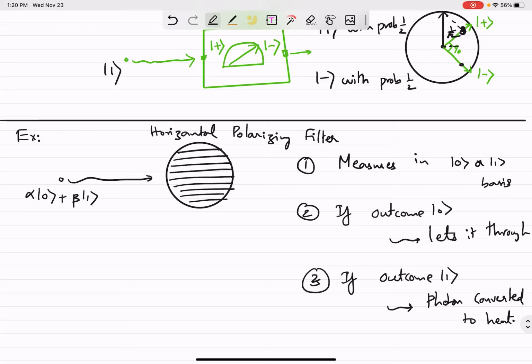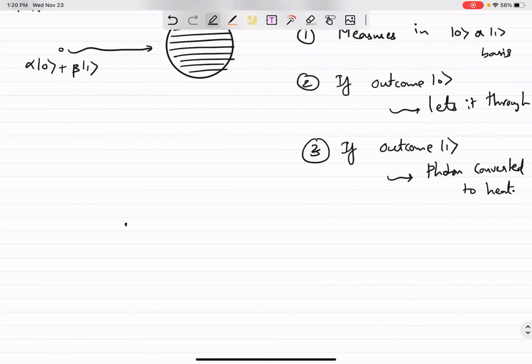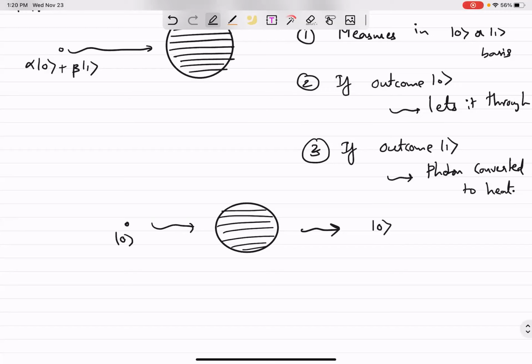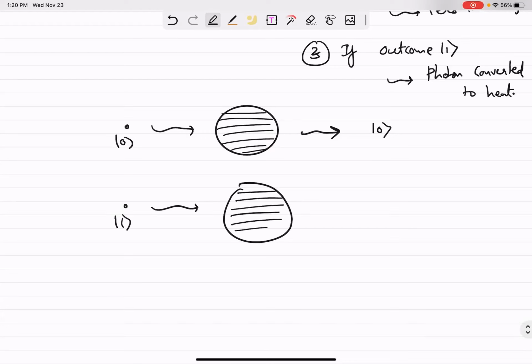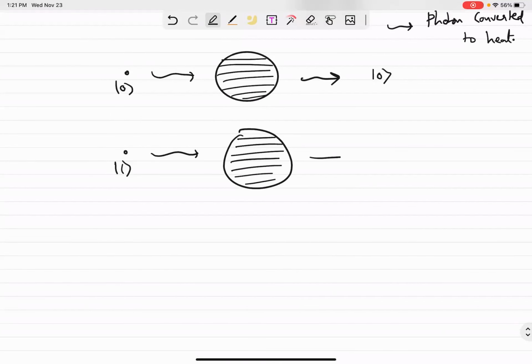All right. So if you pass something which is 0 through this horizontal filter, what happens? It just goes through. Nothing changed, right? The measurement outcome would be the same, so it just goes through. And if I pass 1, what happens? It never goes through, right? So if I shoot a laser beam, which is only producing things in this polarization, through this horizontal filter, it will be pitch dark. Nothing.